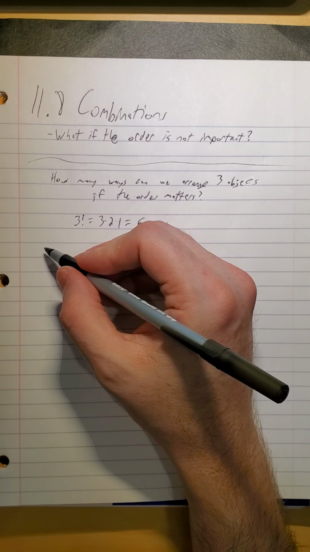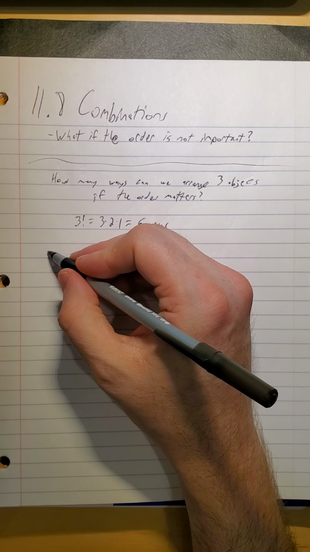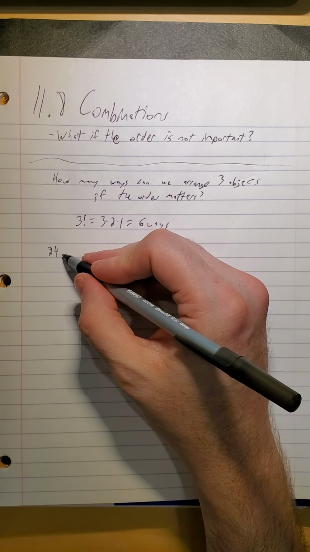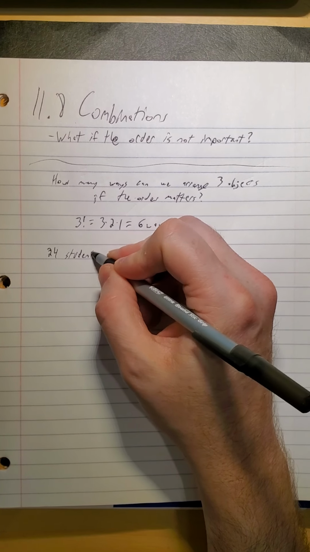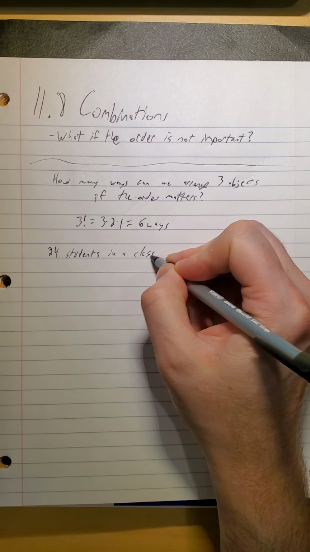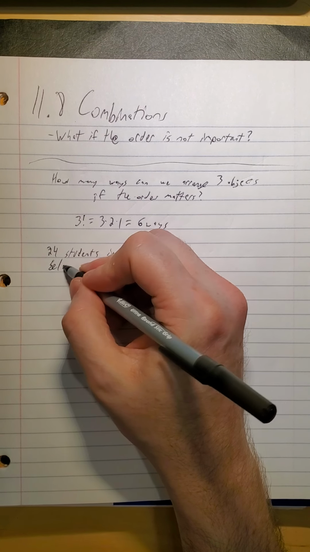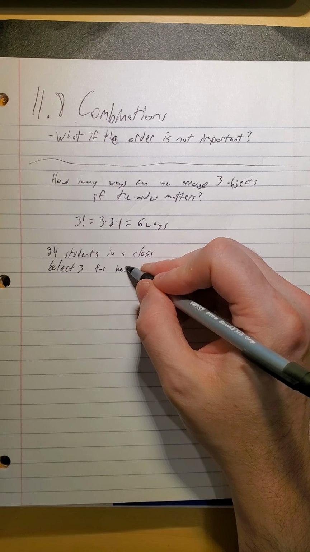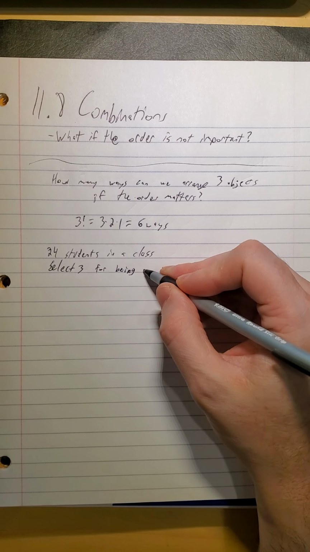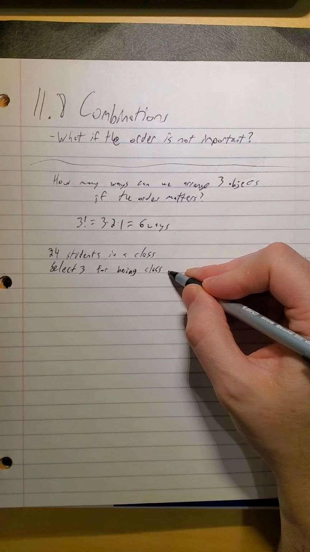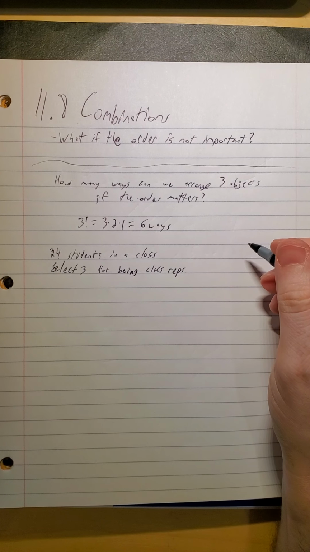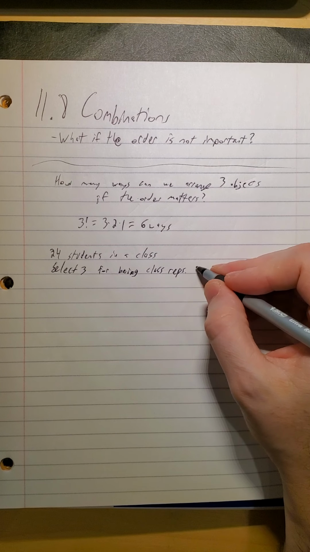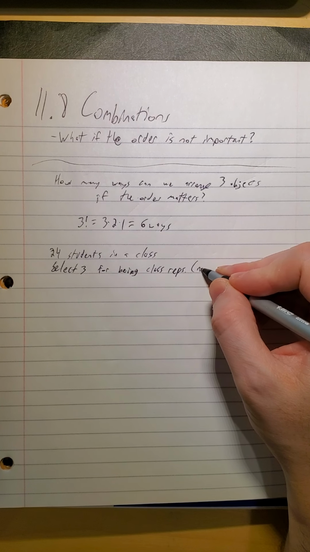So now let's go back to having a class of, say, 24. So now we're going to have this 24 student class. This time we will select 3. And they're going to be our class reps. Each class rep gets an equal voice. Not different jobs, order doesn't matter.